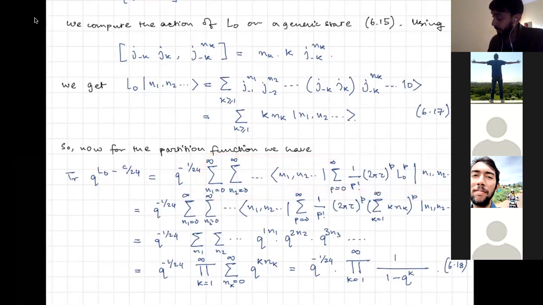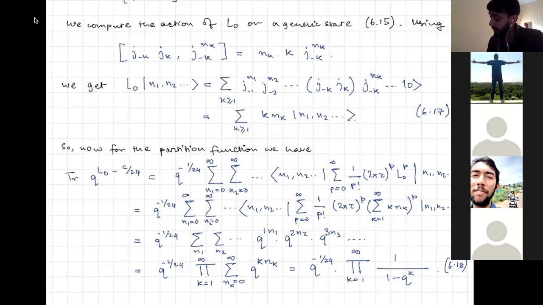All right, very good. Now you use the fact that L naught acting on these states gives you the sum over k n_k. So this is what I have done. I have a sum over k n_k here, and this will be raised to the power p, and there's a sum over p as well. Now, what is this? You can resum this again, and this is again an exponential.